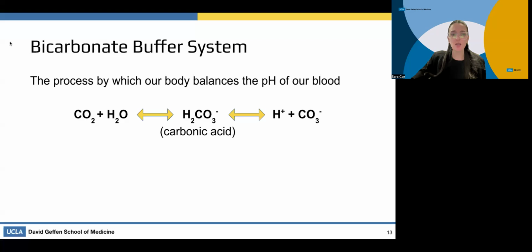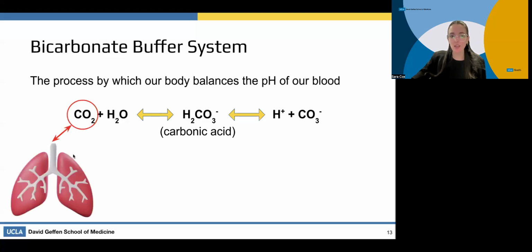Now, lucky for us, we have the lungs, and the lungs can control carbon dioxide, right? Increase carbon dioxide by slowing down the breathing, we increase our hydrogen ions, and therefore we make the blood more acidic. If we decrease our carbon dioxide by breathing more, we decrease our hydrogen ions and make our blood more alkaline.